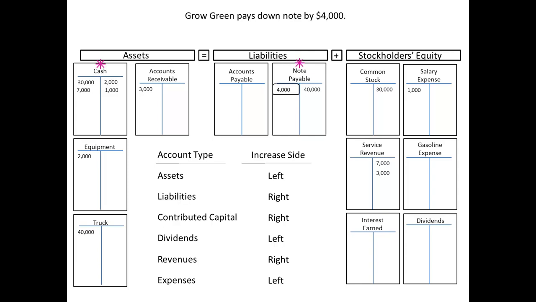Now for cash, what type of account is cash? Asset. What's the increased side for an asset? Left. Did the transaction cause cash to increase or decrease? Decrease, since Grow Green paid cash. Since cash decreased, we'll record the $4,000 on the opposite of the increased side, that is on the right side of the cash page. We have $4,000 on the left of the note payable page and $4,000 on the right of the cash page. The equation is in balance.